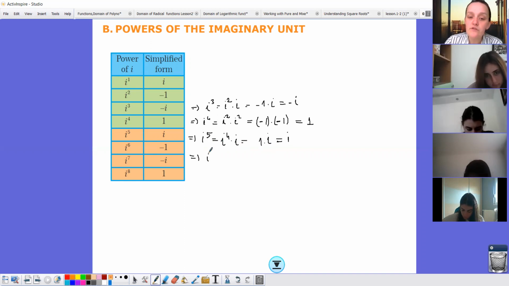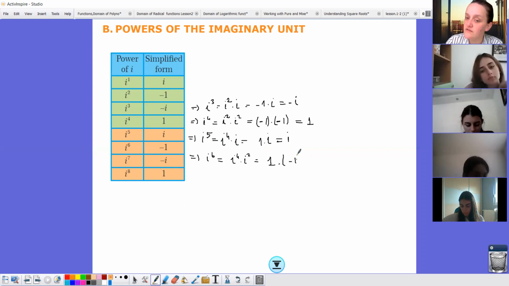And I to the power of 6, I can write as I to the power of 4 times I squared. What we said for I to the power of 4, we said that it is 1. For I squared, we said that it is -1. So it will be -1. And it continues like this.